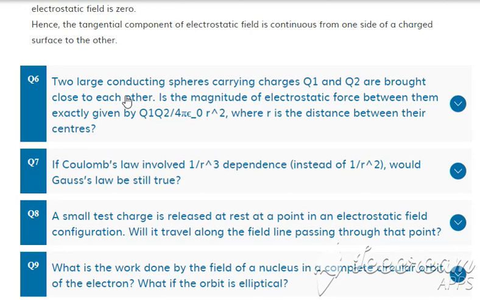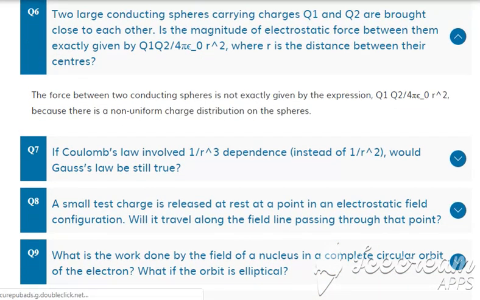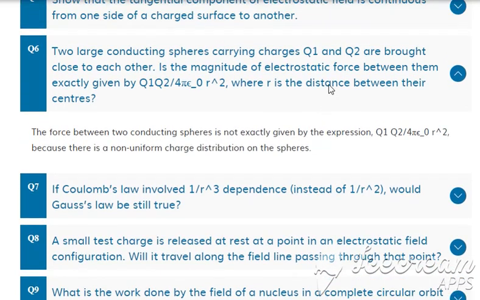Next, two large conducting spheres carrying charges q1 and q2 are brought close to each other. Is the magnitude of electrostatic force between them exactly given by q1 q2 divided by 4 pi epsilon naught r square, where r is the distance between their centers? The force between two conducting spheres is not exactly given by this expression because there is a non-uniform charge distribution on the spheres. Now again it is a very important thing that you have to understand, that this formula is only applicable if there is a uniform charge distribution.